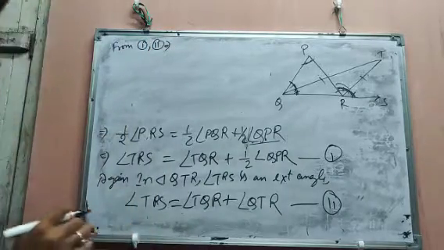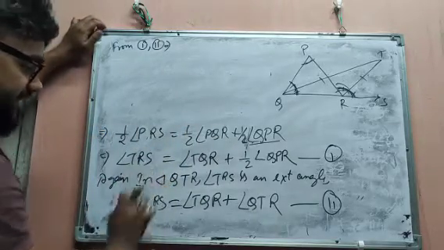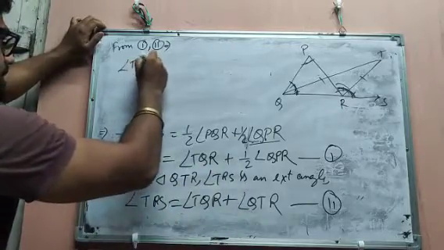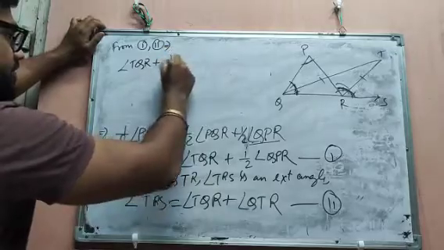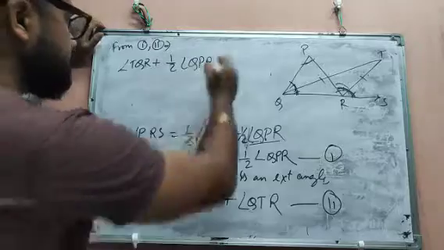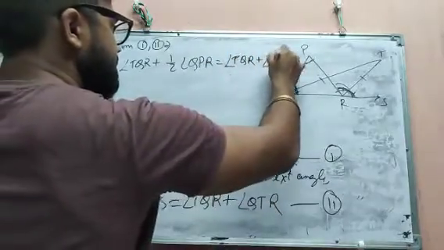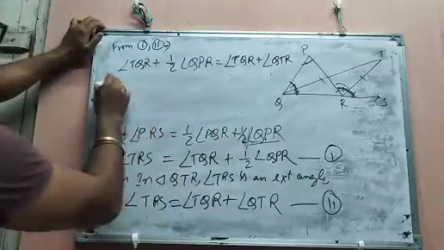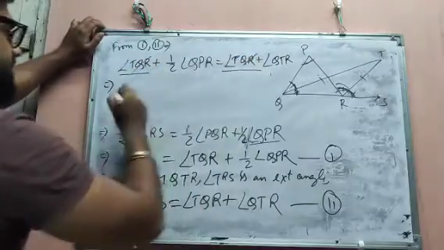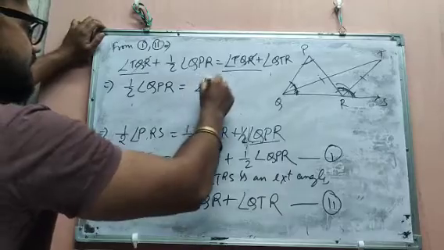See, first thing you will get, no need to write the left hand side. As the left hand sides are equal, then we can compare these two sides. So angle PQR plus half of angle QPR equal to angle TQR plus angle QTR. Okay. So TQR is here and here it is also TQR. So we can cancel them. So remaining only what? Half of angle QPR equal to angle QTR.